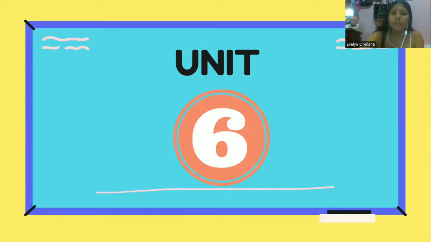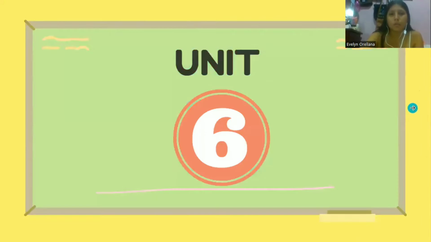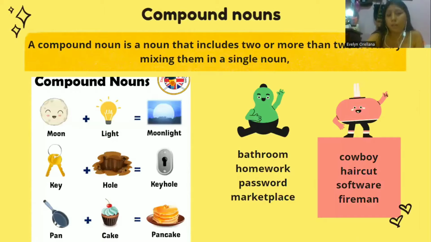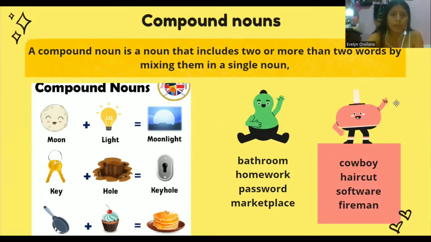In Unit 6, we can learn about compound nouns. A compound noun is a noun that includes two or more words mixed into a single noun. Examples: moon plus light is moonlight. Key plus hole is keyhole. Pan plus cake is pancake. Other examples: bathroom, homework, password, marketplace, and others.